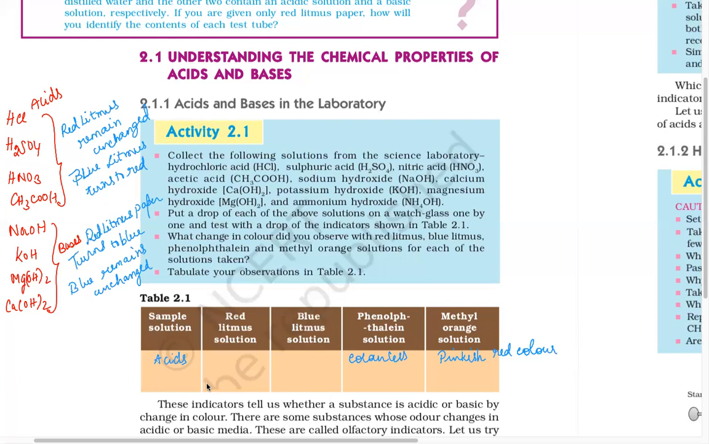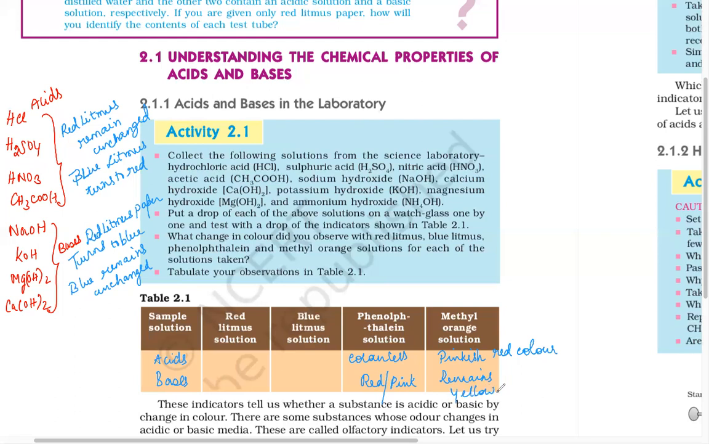What about bases? Let me teach about the bases. For all bases, the phenolphthalein solution will turn red or pink. And for methyl orange solution, it remains yellow. So this is what it is about.